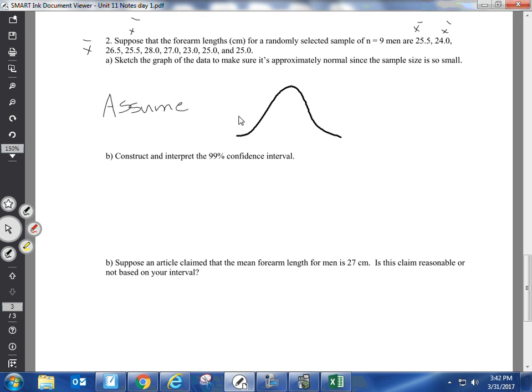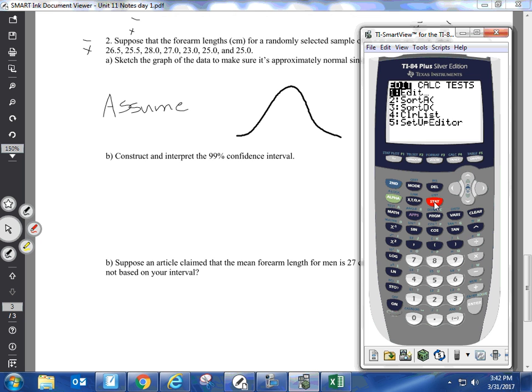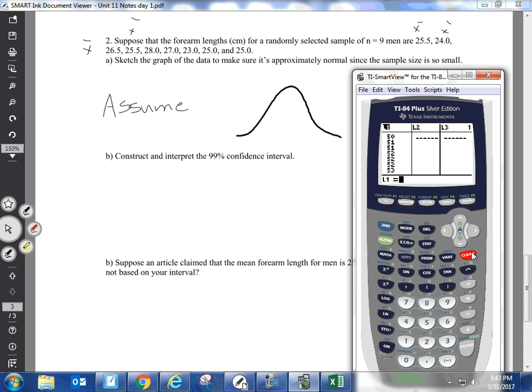Let's construct and interpret a 99% confidence interval. Well, we could do this using stat test 8 and stats, but we'd have to calculate the stats ourselves. Or we could go over to the data section, which means they're going to take the list from L1. Let's go ahead and go into L1 and enter in our data. Stat test 8, but before that, we're going to enter the data into stat edit. Did you do it already? Yes, sir.